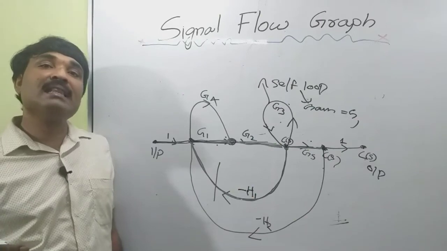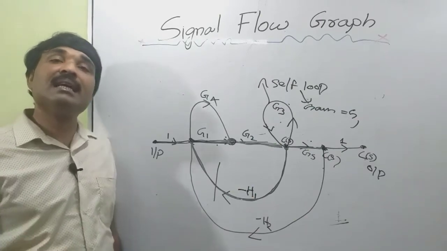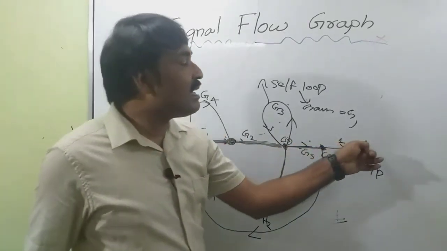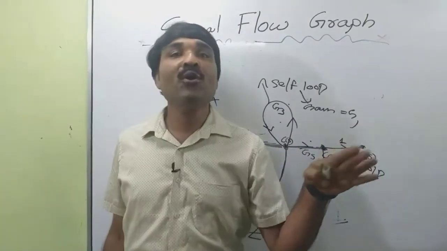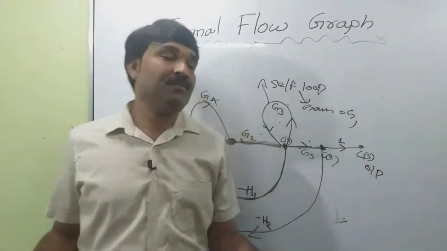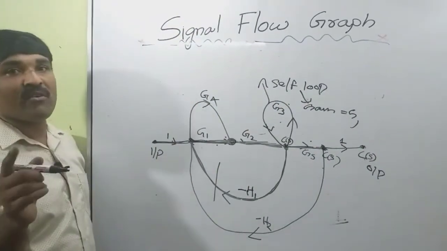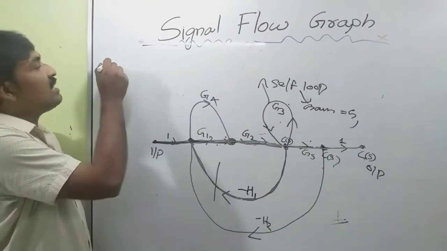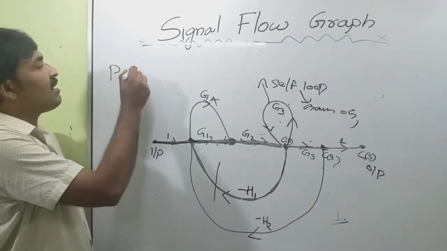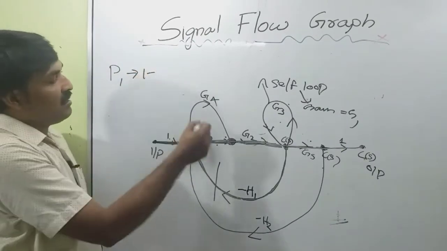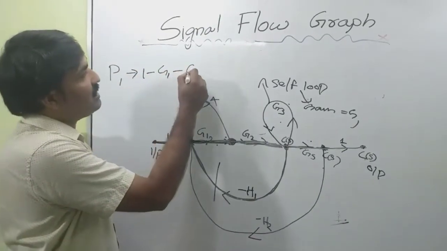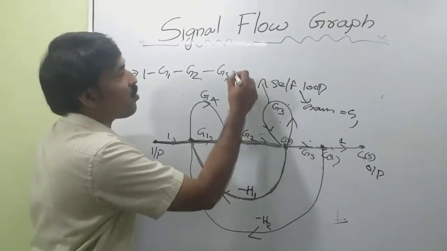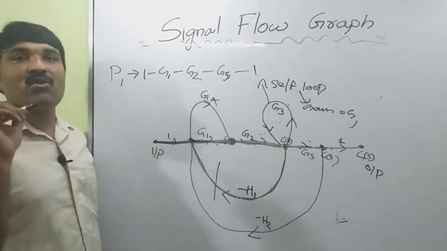Now we want to find the forward path, and we define a forward path as a path starting from the input node and terminating at the output node in which no node or branch repeats more than once. Now we can consider the forward path. This path is connecting input and output, so that is a forward path P1. We can represent that by 1, G1, G2, G5 and 1. This is a forward path.